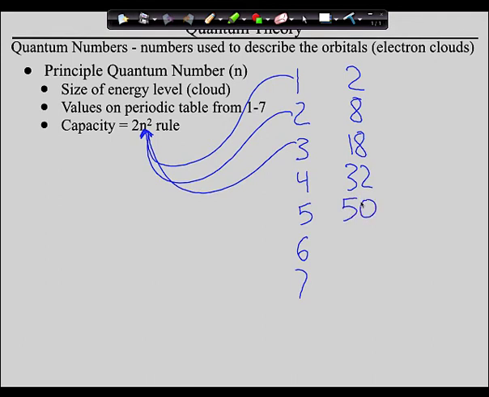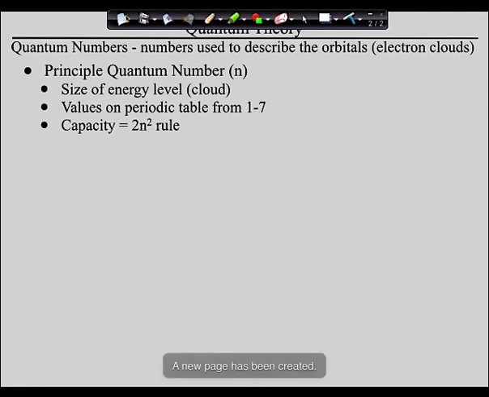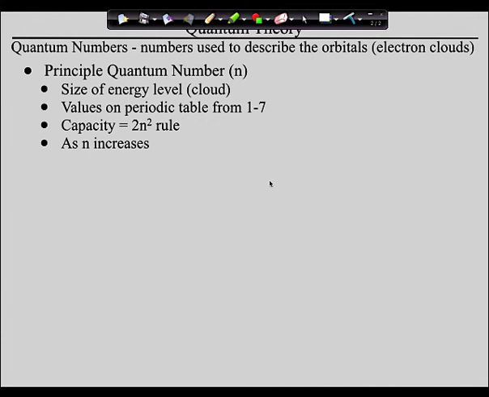How many can go in the sixth energy level? 6 squared, 36. Double it is 72. And then finally, 7 squared is 49. Double that is 98. That's how many electrons can go in the energy levels. Okay. Now, these energy levels, again, being described by n, change as you go up. So, as n increases, 3 different things increase. The first one is size.